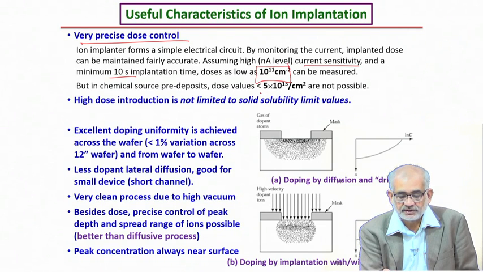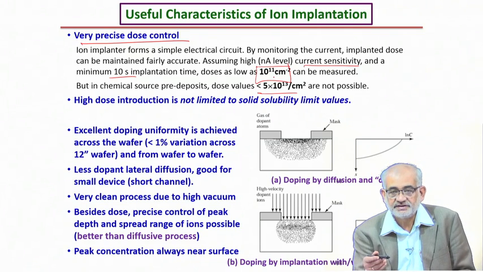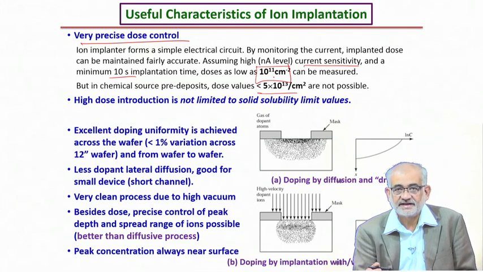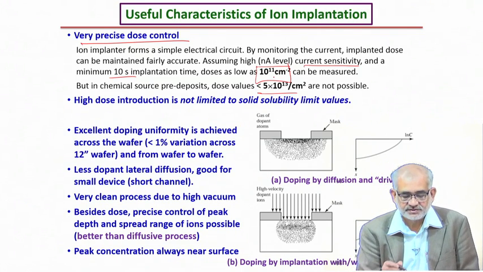Also, in the case of chemical species, the minimum concentration that you can achieve will be easily 2 orders of magnitude higher. In other words, the control or precision in ion implantation will be greater than in other chemically activated or thermally activated processes.